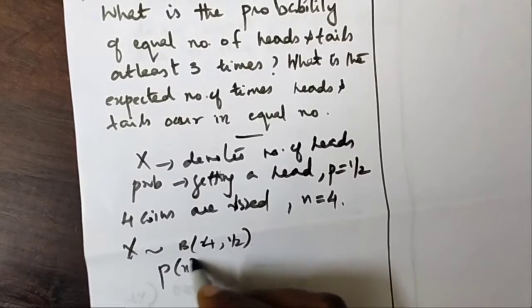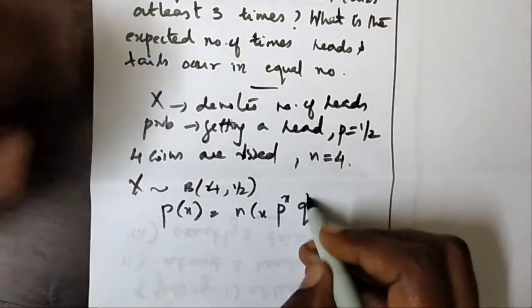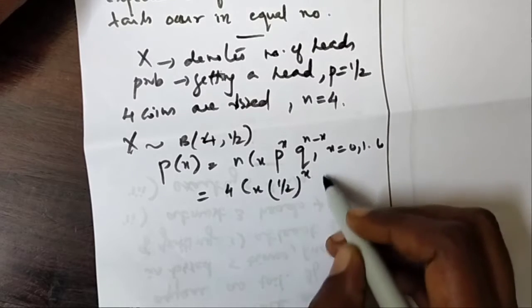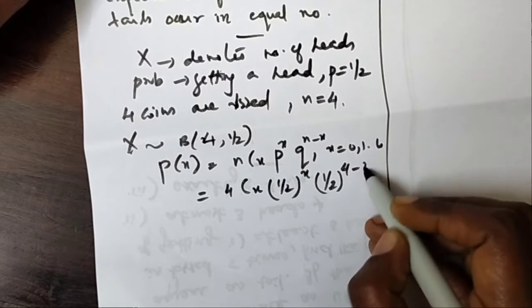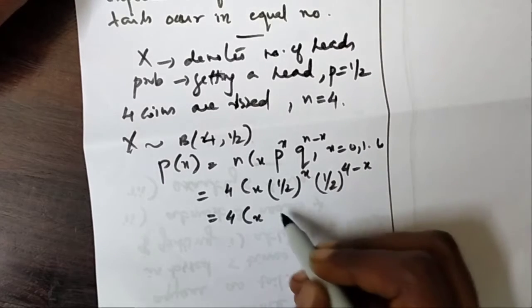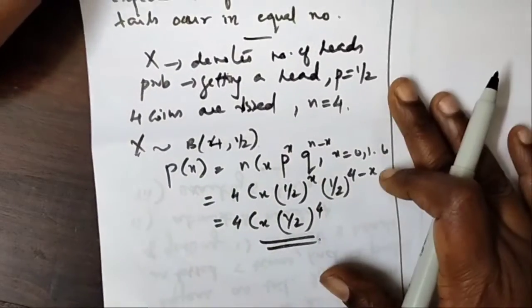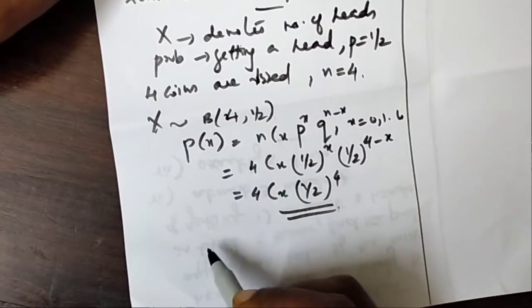So what is P of x? P of x is nCx p raised to x q raised to n minus x, where x is 0, 1 up to 4. So this is 4Cx 1 by 2 raised to x. Again q is also 1 minus 1 by 2, it is 1 by 2. So 4Cx 1 by 2 raised to x into 1 by 2 raised to 4 minus x, is 4Cx 1 by 2 raised to 4. So this is the probability of x, that is the probability of getting heads.